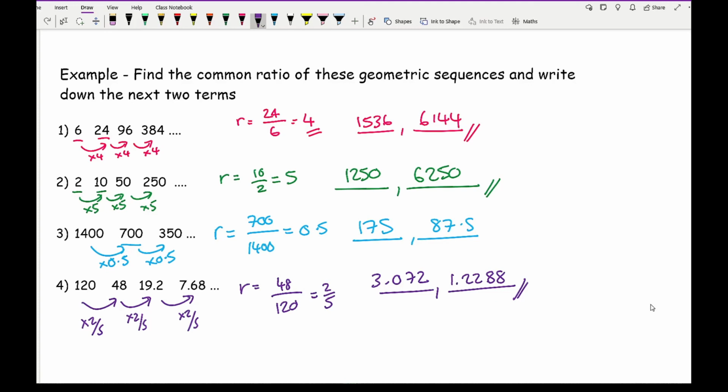Now I will put some practice questions in a worksheet in the description below, along with their answers, so you can check your understanding and get some practice working with some exam style questions based on geometric sequences.